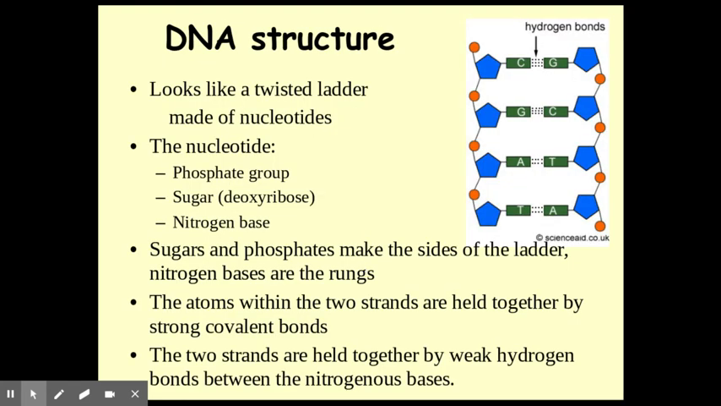Basically, the DNA structure is going to look like a twisted ladder made up of nucleotides. And remember, the nucleotides are the phosphate group, which in this picture is the little red circles, and the sugar, which is the pentagon blue shape, and then the nitrogen bases, which are the little black rectangles. The sugars and phosphates make up the sides of the ladder, and the nitrogen bases make up the rungs of the ladder. Now, this picture is flat, it's not twisted like it normally would be in real life. The atoms within the two strands are held together by covalent bonds, and then the strands are held together by weak hydrogen bonds between the nitrogenous bases.